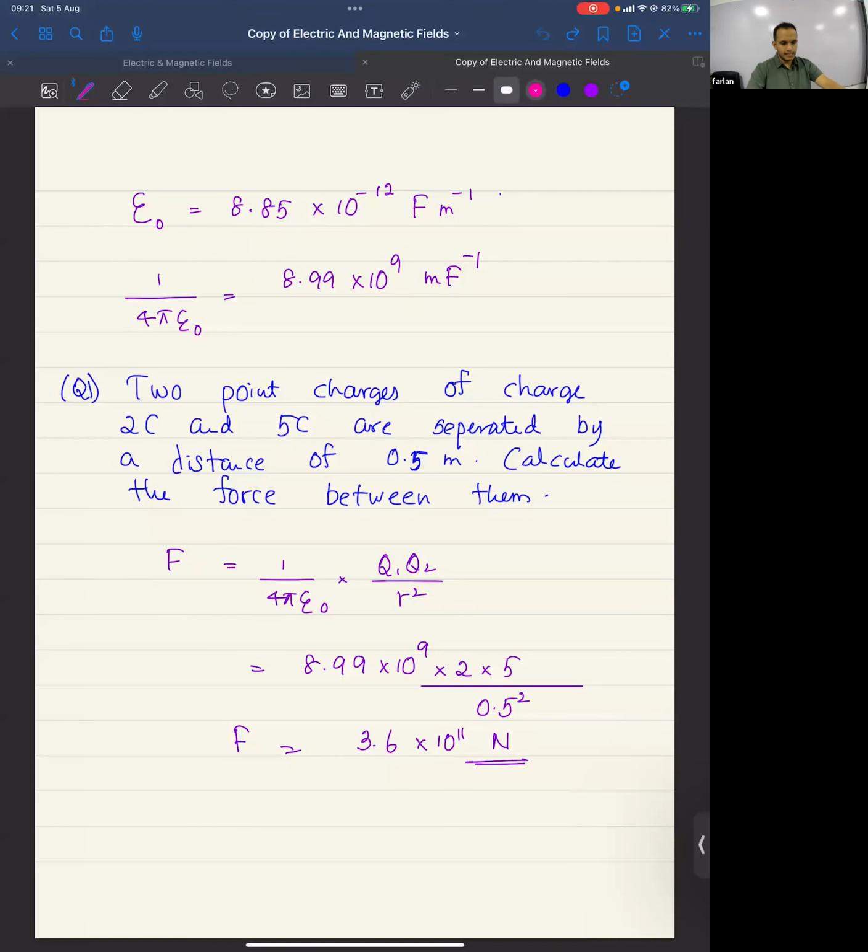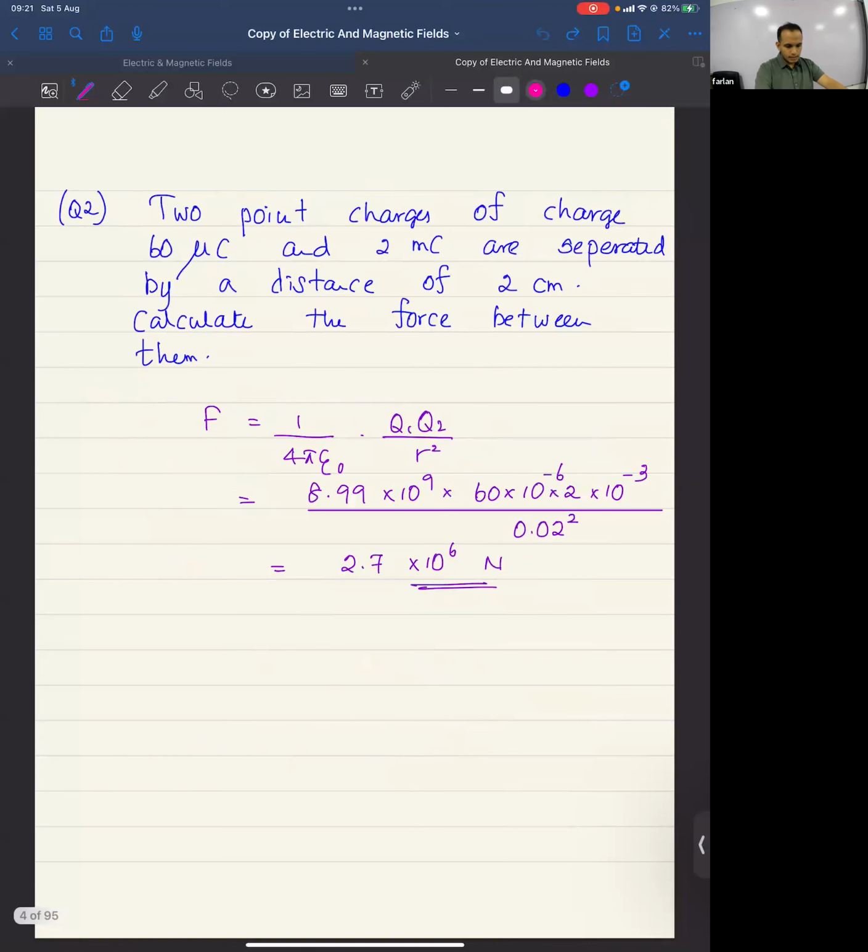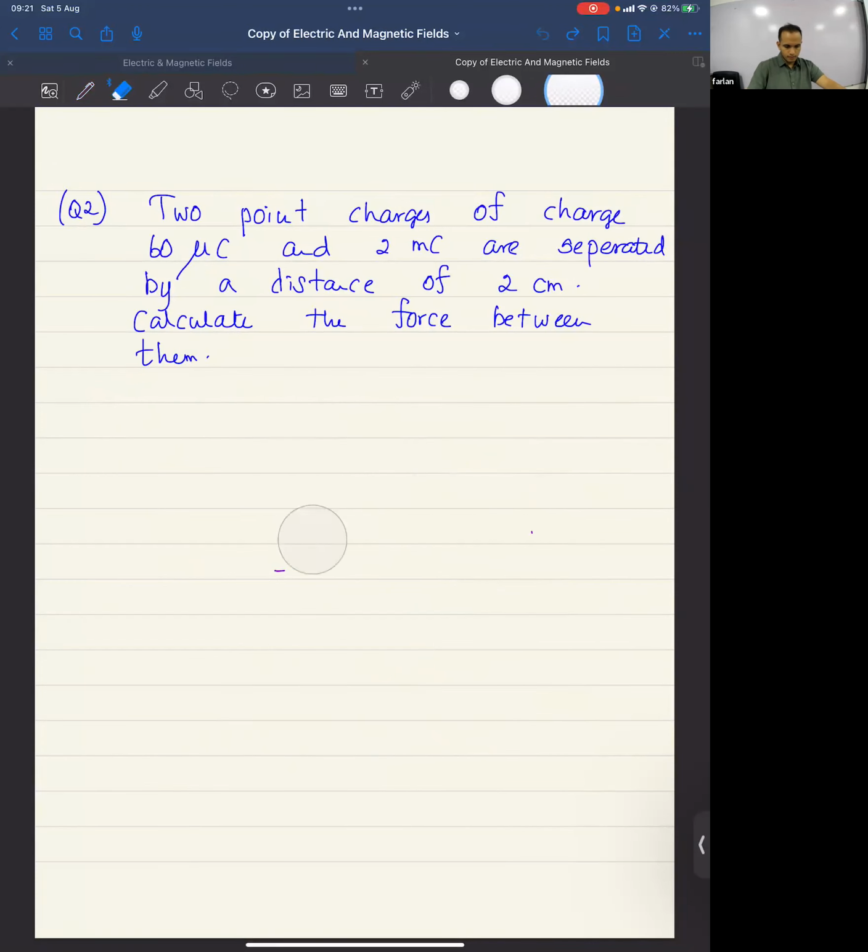Right. Here's the next one. Two point charges of charge 60 microcoulombs and 2 millicoulombs are separated by a distance of 2 centimeters. Full stop. Calculate the force between them.